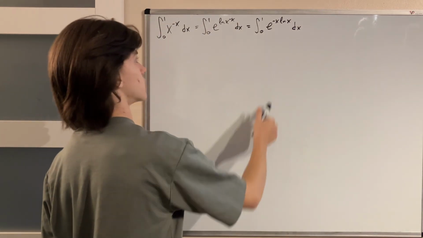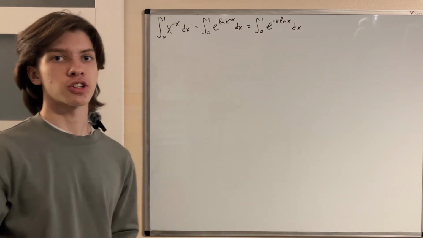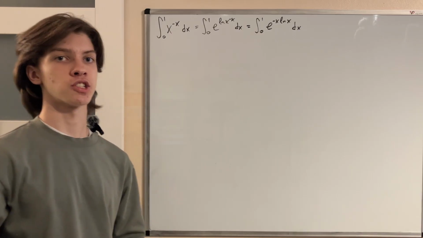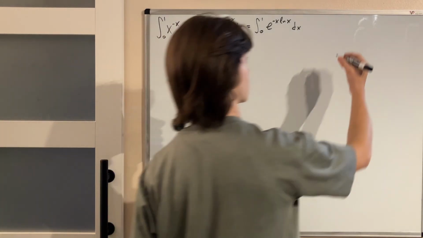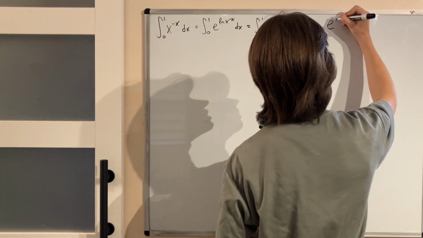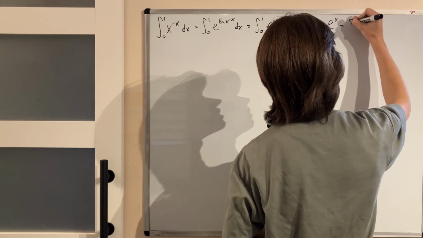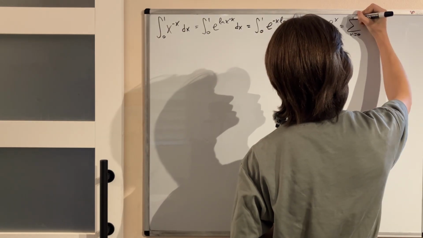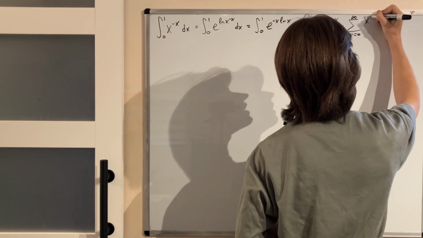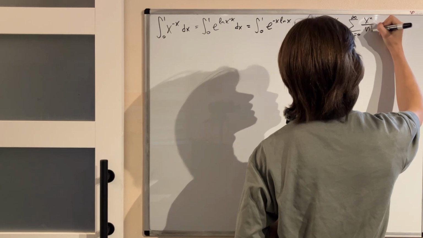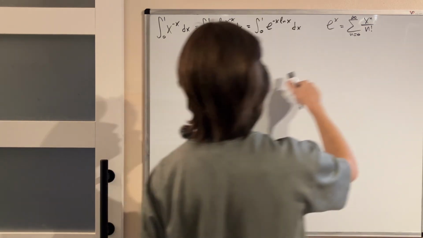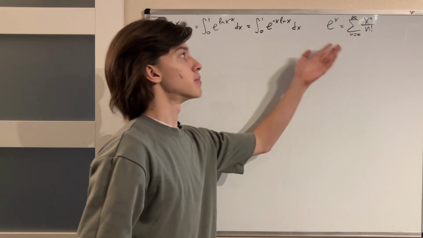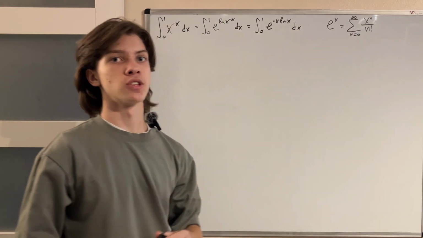And really the whole point of using e here is so that we could use our good friend, the Maclaurin series, for the exponential function. Recall the Maclaurin series e to the x, which is this sum from 0 to infinity with n as the index of x to the n over n factorial. We can simply substitute this into the integral because this sum is convergent for all values of x.